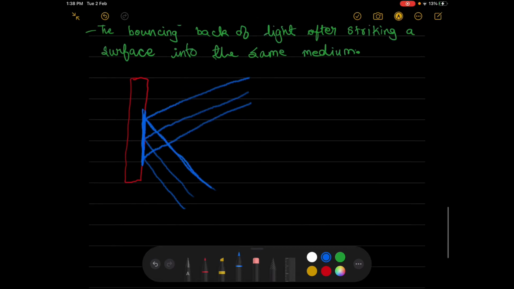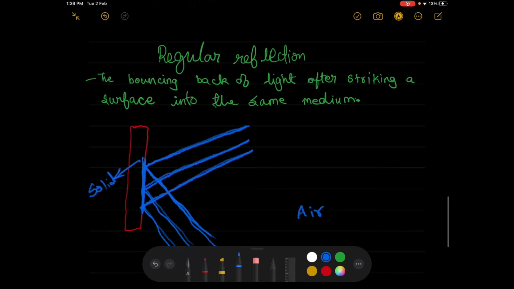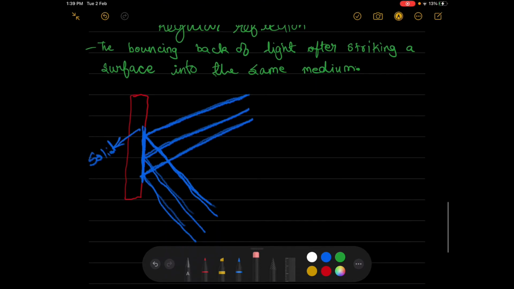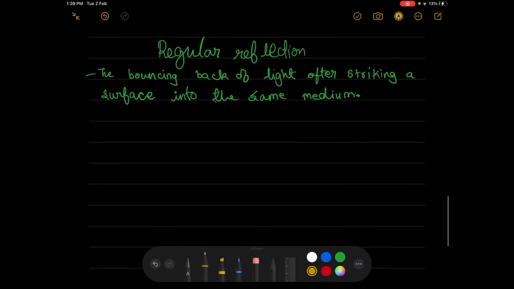And why do we say the same medium? Because they are in air. This is solid. So now they were traveling in air and they bounced back off in air again. This one also in air, bounced back in air. This one also in air, bounced back in air. So this is what the definition means. The definition is very important. You should note it down. Okay, hope you noted it. If you didn't, pause the video and note it down.